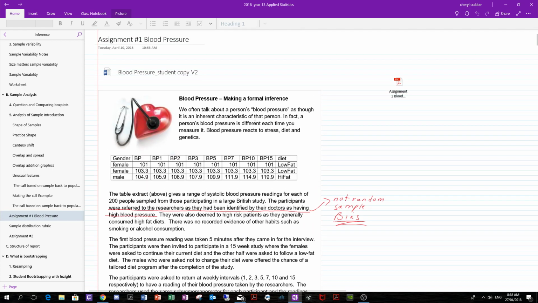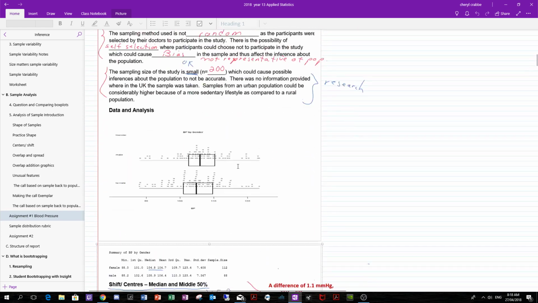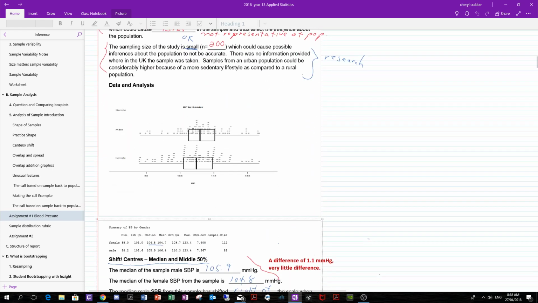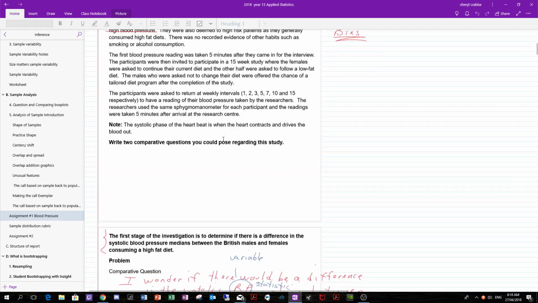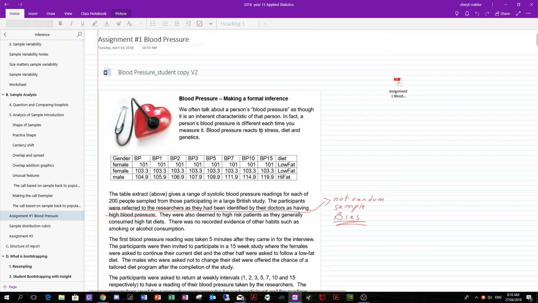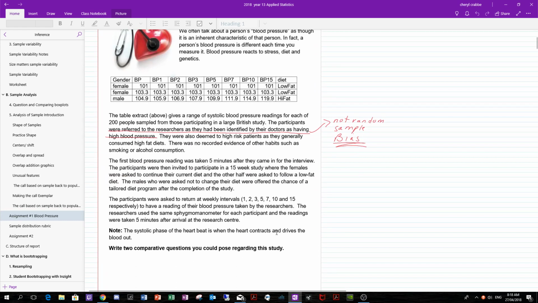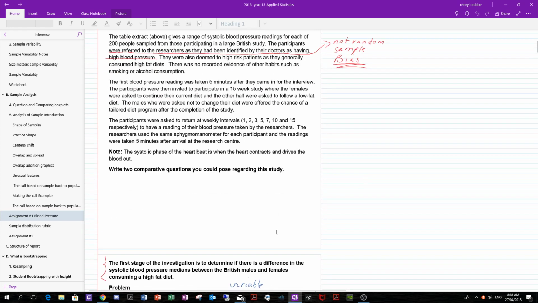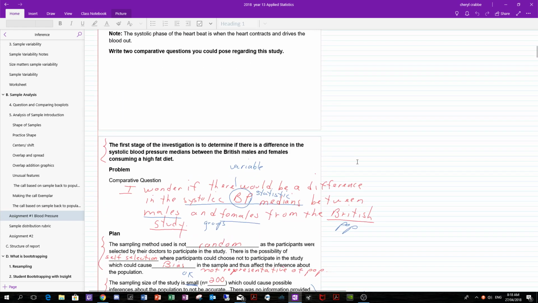So this is blood pressure sampling, and we've taken a sample of male and female blood pressures in this British study. At the very beginning you will have a little bit of a blurb about what you're doing and what you're studying and how the sample was taken, if you know that information. And then we need to design a comparative question.